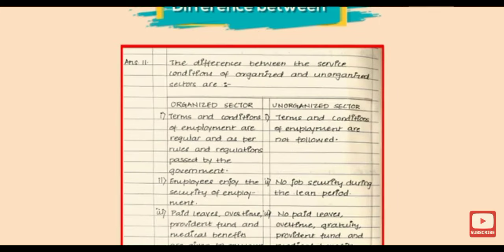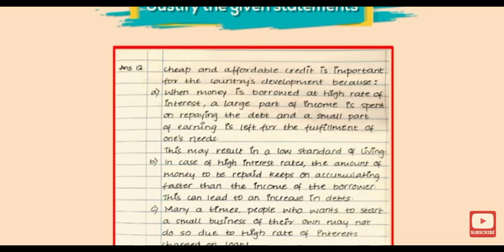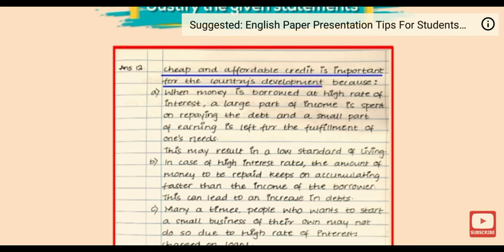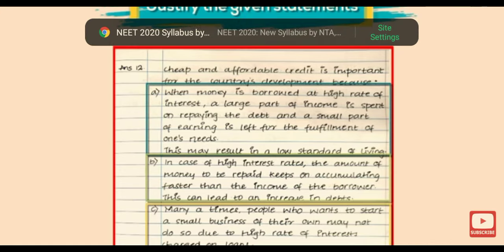Okay? If there are questions like difference between, then we have to write it this way in 2 different columns with their respective points of difference. For questions that ask you to justify the given statement, first rewrite the statement and add "this is because" and mention the respective points below.